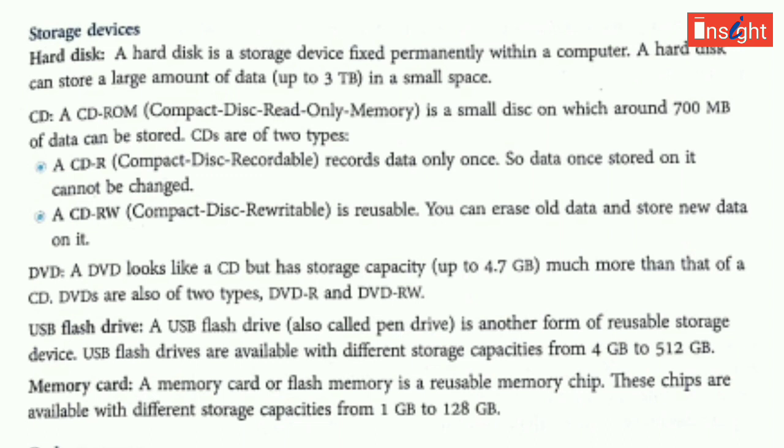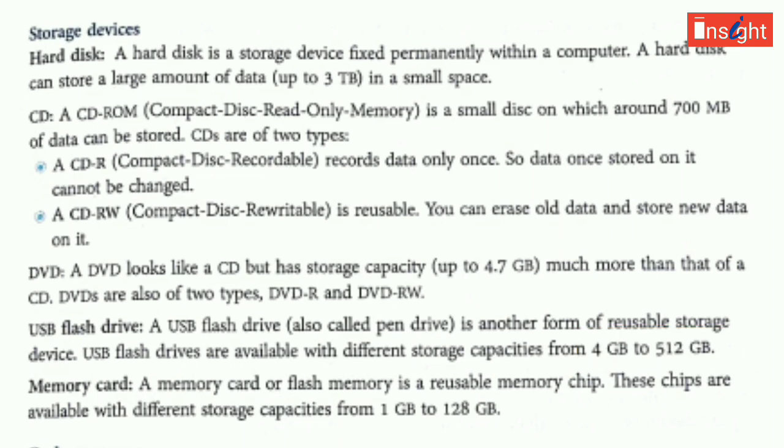Another type of storage device is DVD, digital versatile disc. This looks like a CD but has a storage capacity much more than a CD. It stores up to 4.7 GB of data. These are also of two types, DVD-R and DVD-RW. DVD-R is recordable once and DVD-RW is rewritable. Another form of reusable storage device is the USB flash drive. These are also called pen drives. Pen drives are available with different storage capacities from 4 GB to 512 GB.